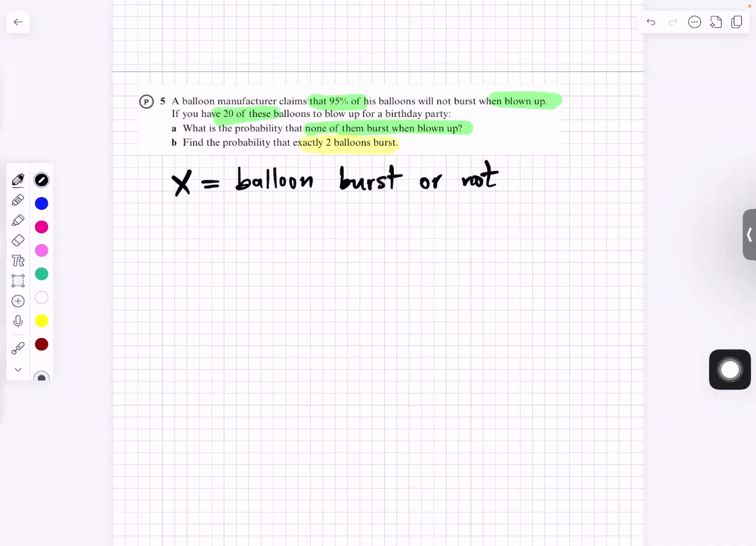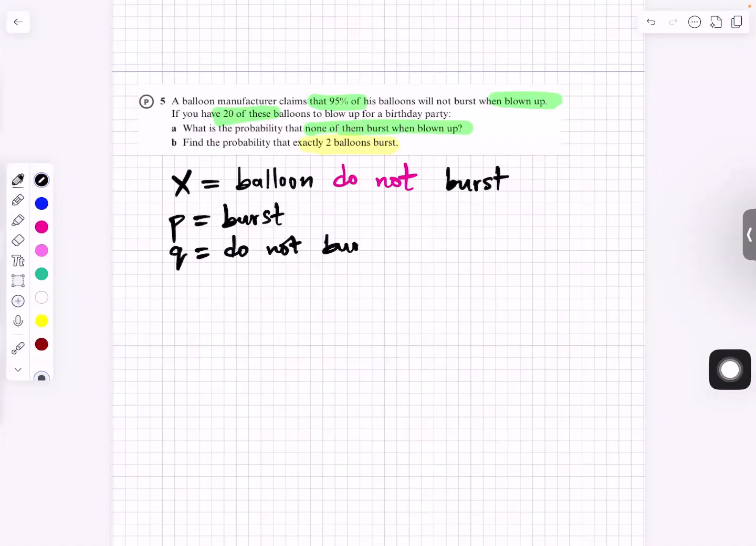In this case, it is the number of balloons that do not burst, because the person is claiming how many do not burst. So we want to be specific. How many do not burst? Okay, that's good. And now we know there are two things. Either the balloon bursts or the balloon does not burst, which is true because when you organize a birthday party, there are some balloons which burst a lot. So it's a binomial, N and P.